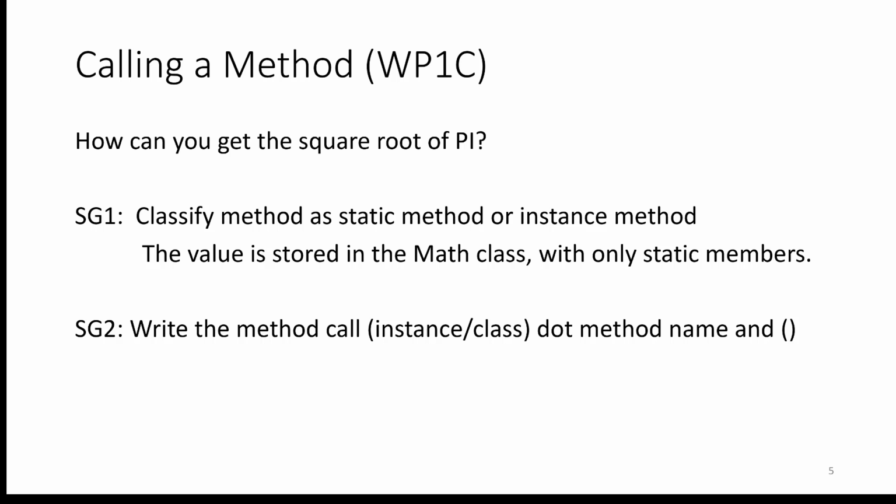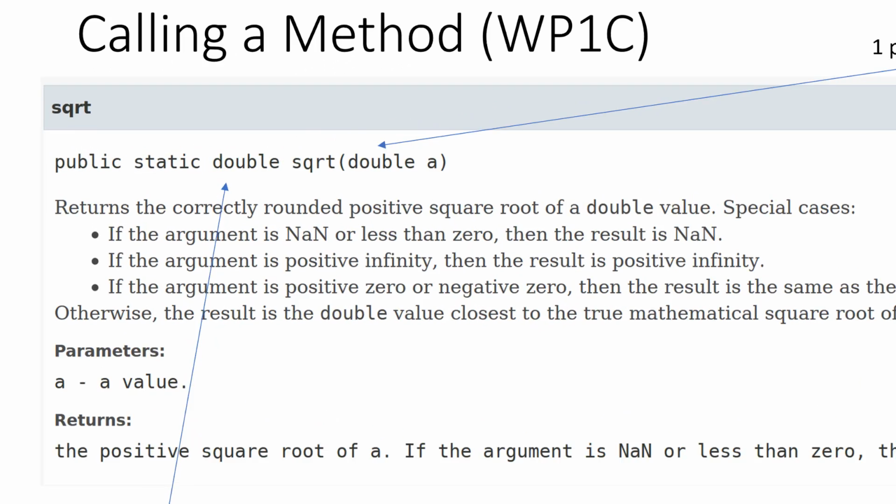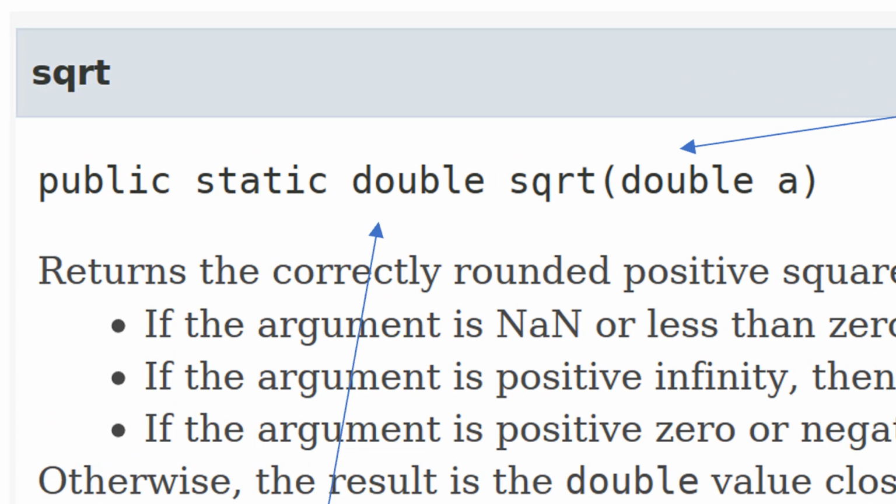Now we'll write the method call. We'll use the class name math, followed by a dot, followed by the method name, followed by open and close parentheses. The square root method is called sqrt, so we have math.sqrt with the open close parentheses. Here's the API, or Application Programming Interface, for the method sqrt. Note that for the parameters, it takes one parameter, which is a double, and it returns a double.